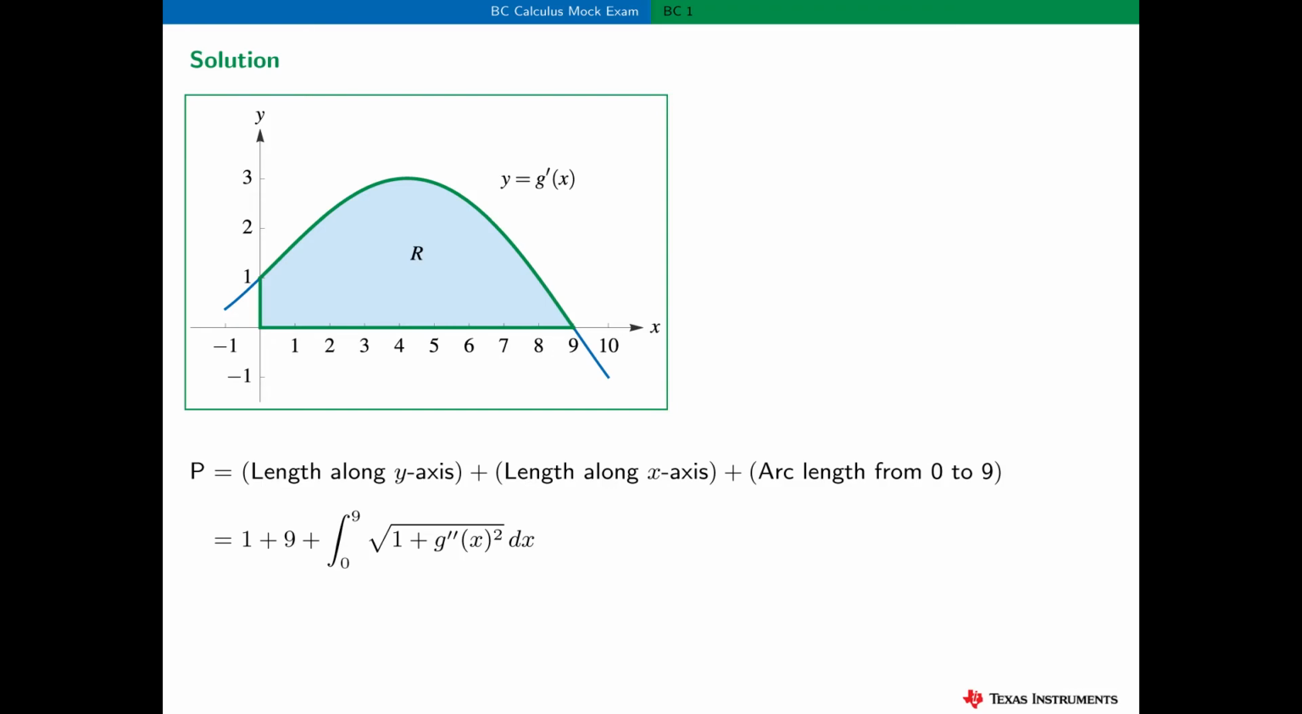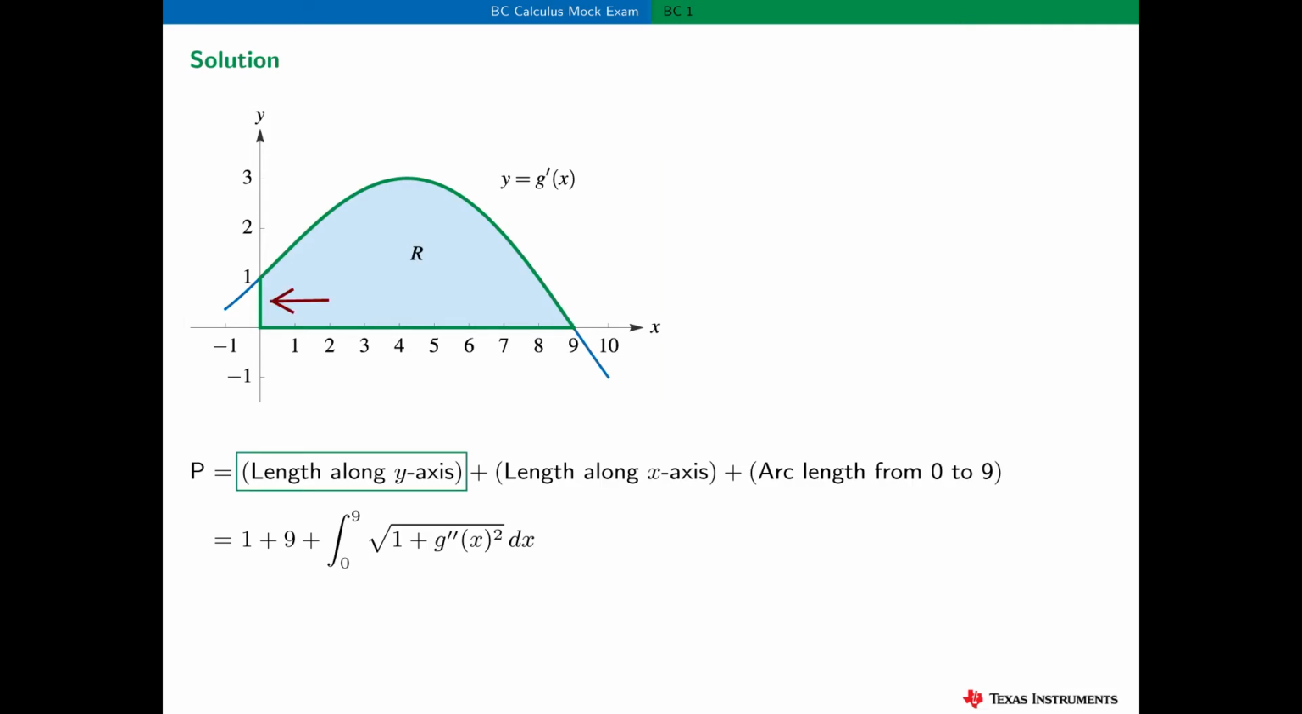In the graph, the region R is shaded blue, and the perimeter is shaded green, and we need to measure the perimeter. And the way that I'll solve this is I will break the perimeter into 3 parts. The perimeter of the region R is the length along the y-axis plus the length along the x-axis plus the length of the curve y equal g prime of x from 0 to 9. The lengths along the y and the x axes are easy to compute. They're just straight line distances, 1 and 9.